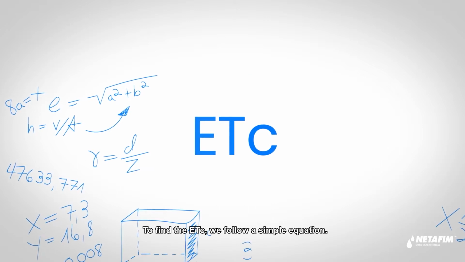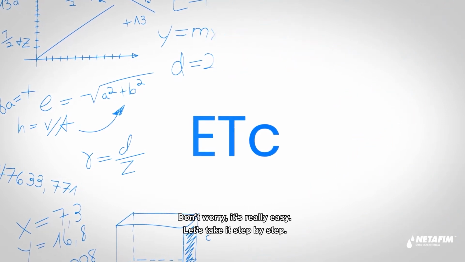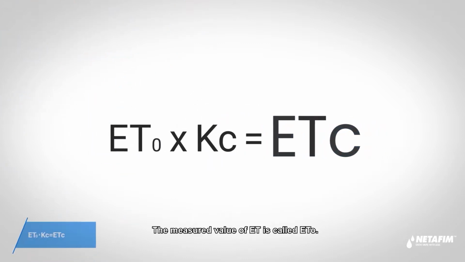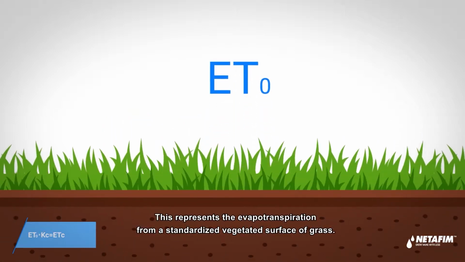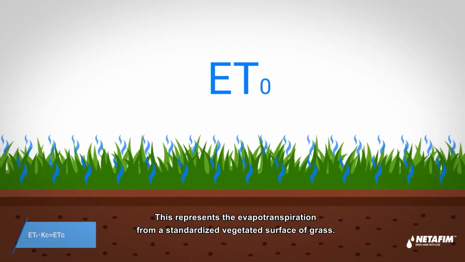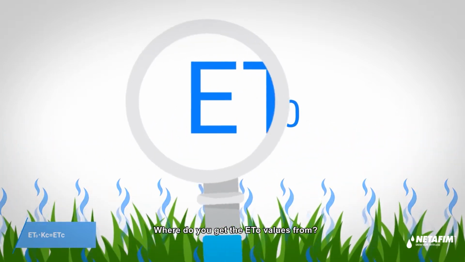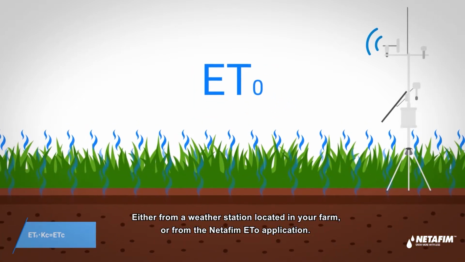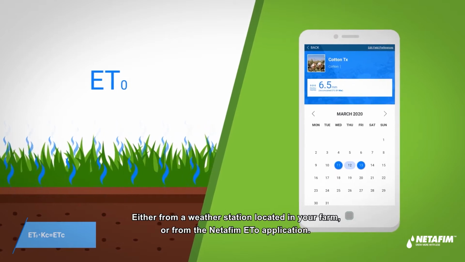To find the ETC, we follow a simple equation. Don't worry, it's really easy. Let's take it step by step. The measured value of ET is called ETO. This represents the evapotranspiration from a standardized vegetated surface of grass. Where do you get the ETO values from? Either from a weather station located in your farm or from the Netafim ETO application.